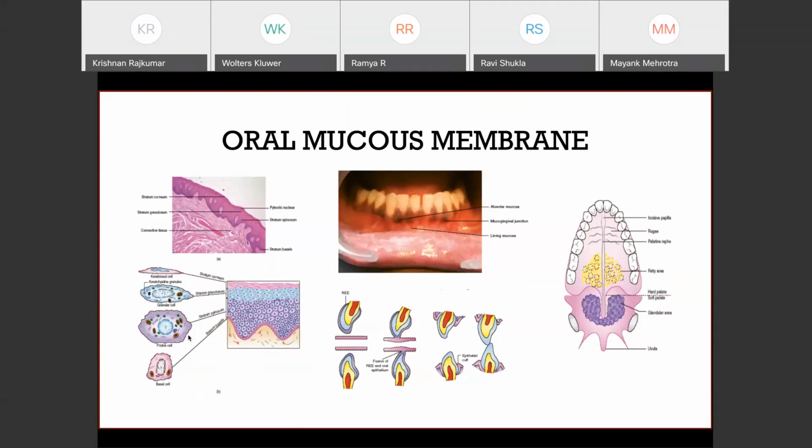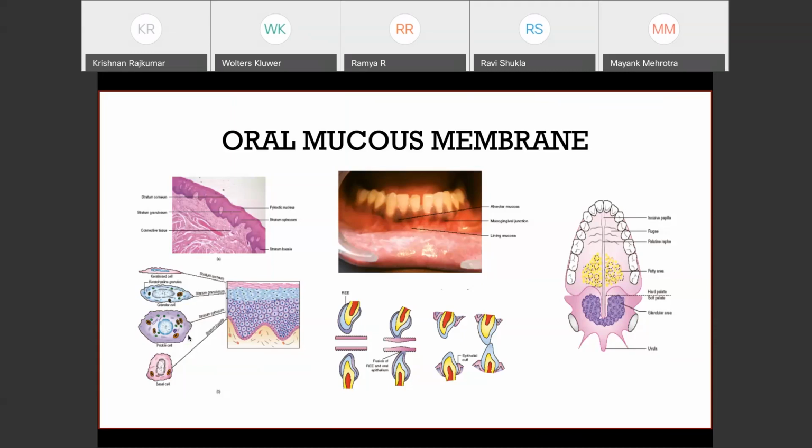I'm sure a lot of people would have handled patients who get so scared of seeing some white patch in the buccal mucosa, thinking that it could be a cancer or something like that. It could be nothing but your Fordyce spots. So only when you are able to identify that, only then you can convince a patient there is nothing to be worried about, and this is nothing but a normal phenomenon.